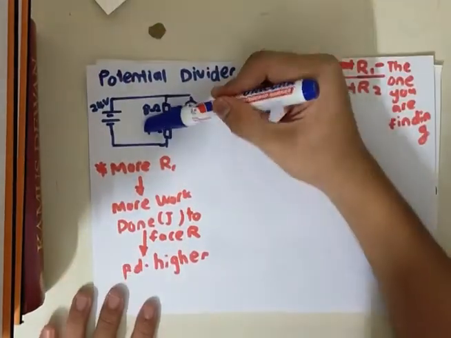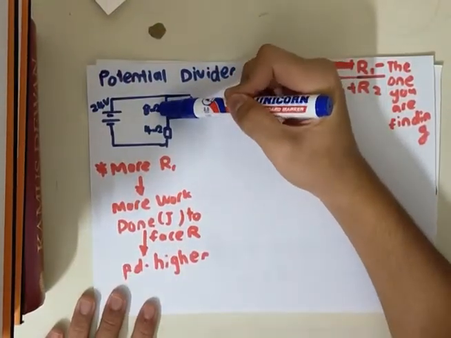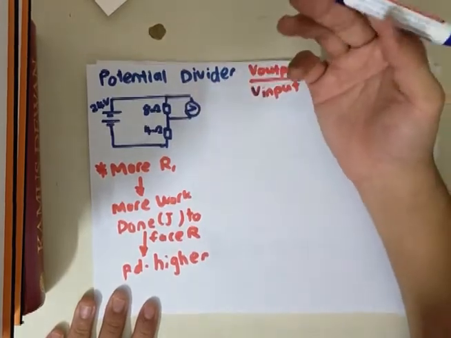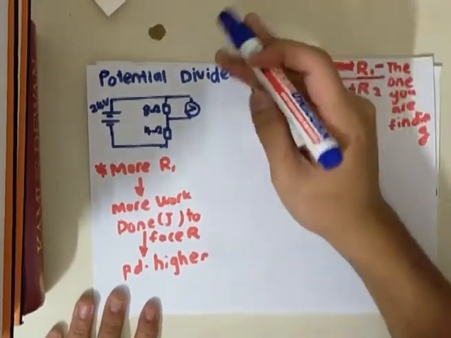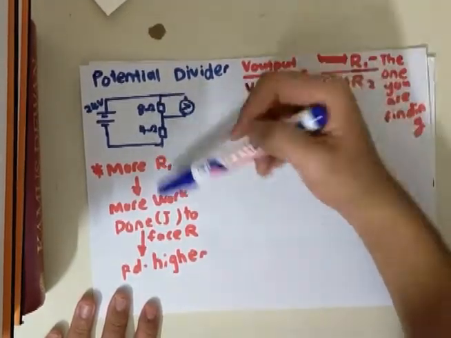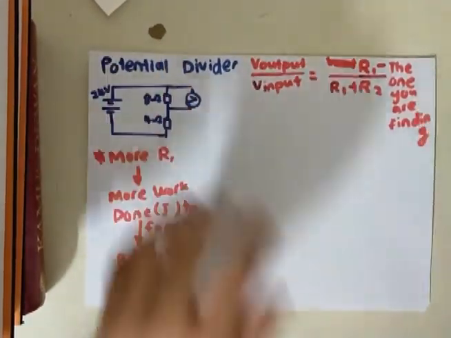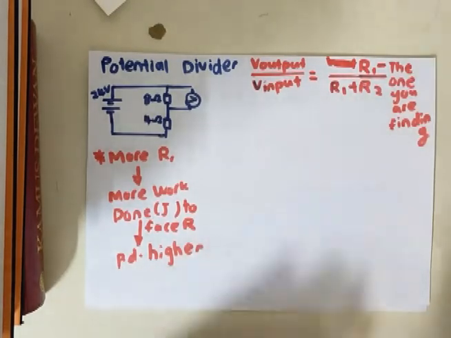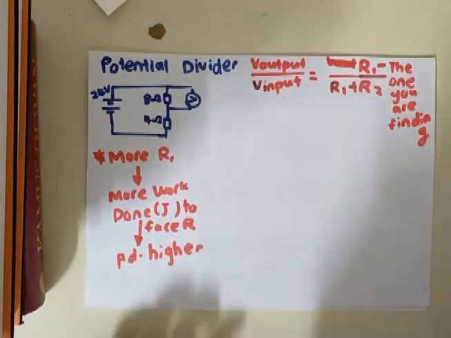Let's say 8 ohm. 8 ohm will have a higher potential difference. You don't have to calculate, you know that 8 ohm will have the higher potential difference and 4 ohm will have the lower one. So here's a formula for it, but you don't really have to use the formula. But now we'll be using the formula first.